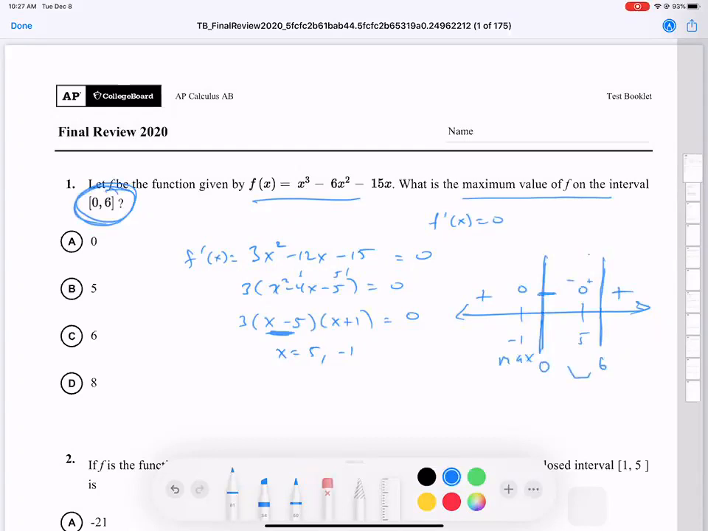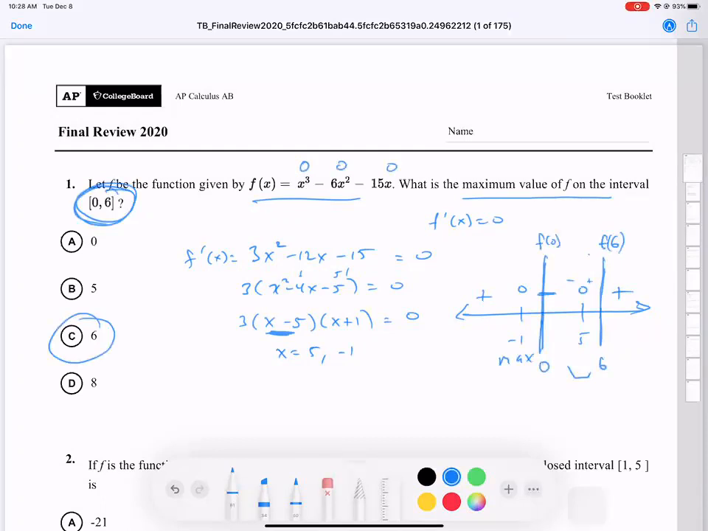So if it doesn't happen in the interior, the maximum has to happen at the endpoints. So it's going to happen at either f at 0 or f at 6. Let's go ahead and plug in f at 0. If I plug in 0, that was really hard, that's going to be 0. And if I plug in f at 6, you know what? You don't even have to plug it in because you know the answer is going to be 6 already.